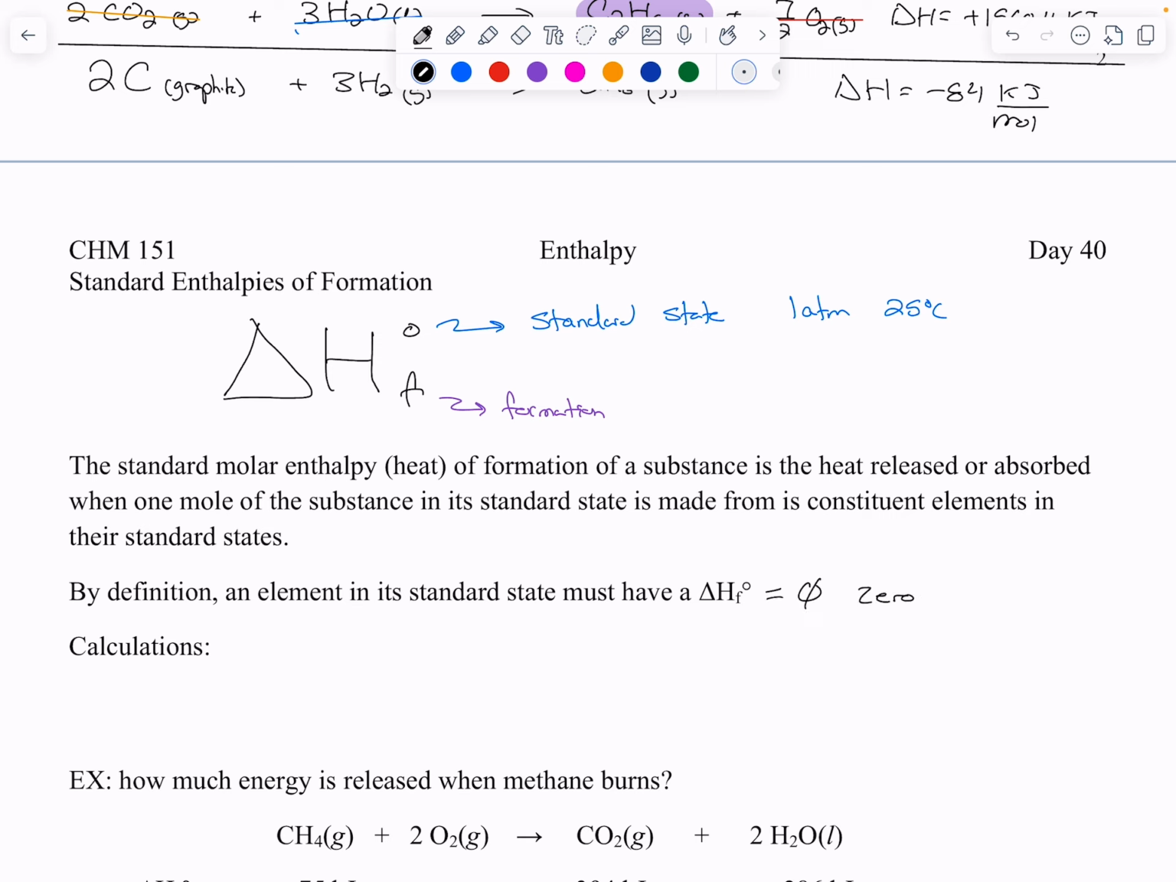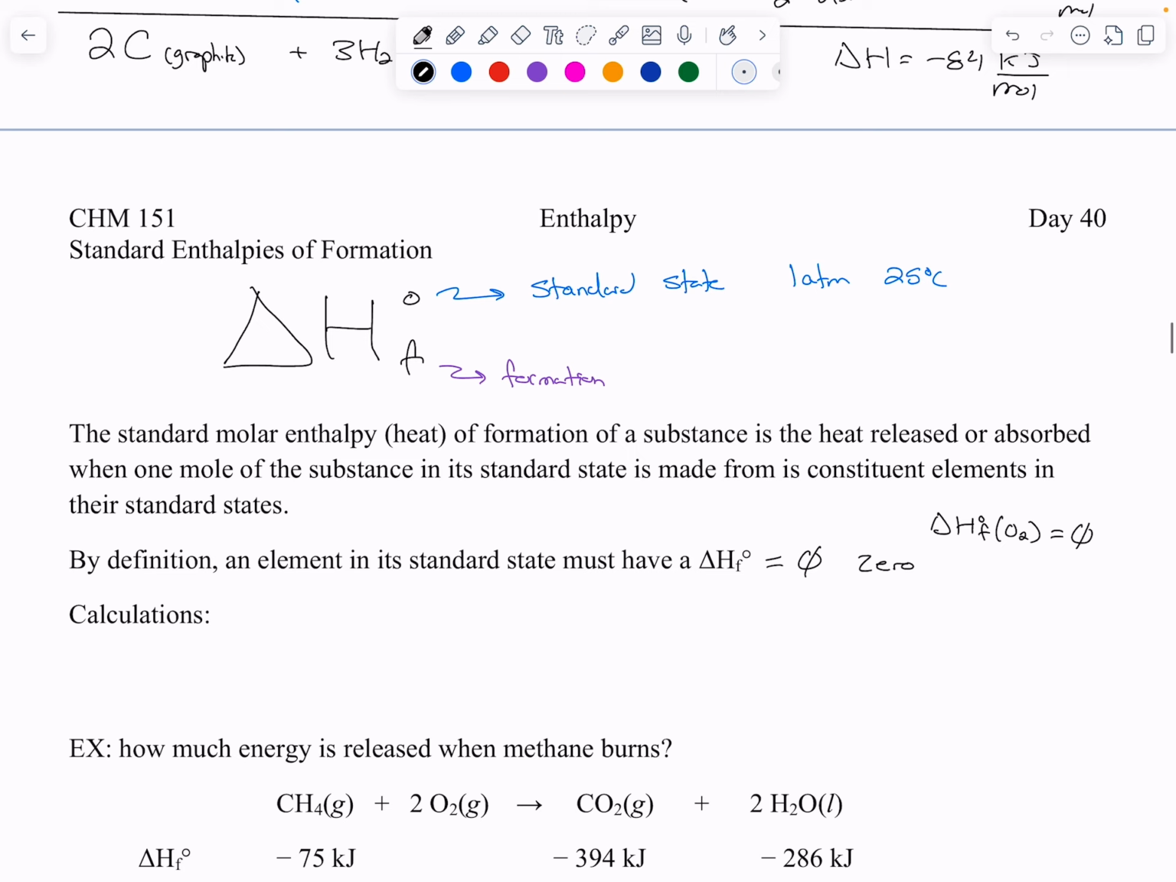All right? That means the standard enthalpy of formation of O2 is 0. Okay? That's just how it was created. It's how it came. So calculations. Delta H of a reaction is equal to sigma, which is the sum, delta H of formation of the products minus the sum, delta H F standard of the reactants. All right. Products minus reactants.